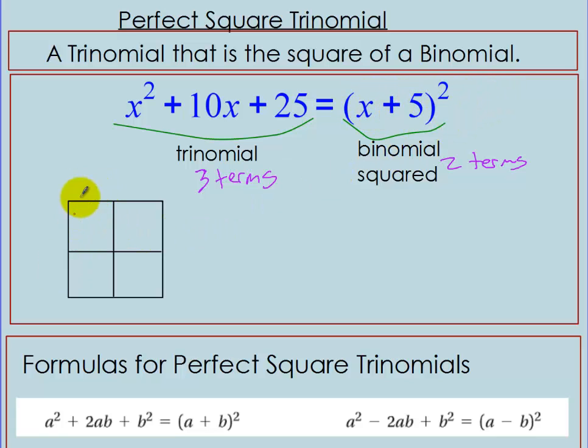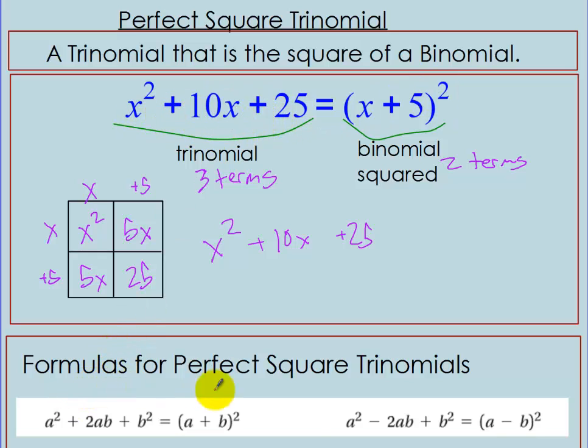And I can prove that. I'm going to multiply it using this box here. Go x and plus 5 and x and plus 5. You multiply the columns and rows and you get x squared and 5x and 5x and 25. If I added all those up, that'd add up to x squared plus 10x plus 25. So that checks out. Multiplying out x plus 5 squared turns back into this trinomial.